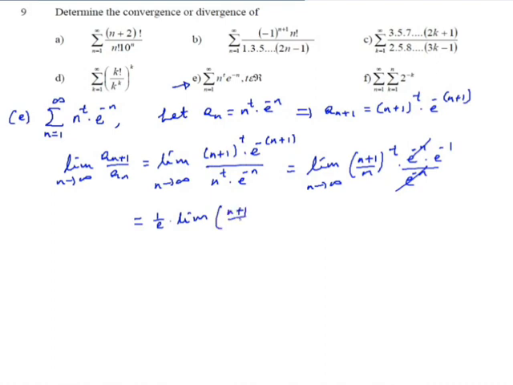When we simplify this, we get 1 over e times the limit of n plus 1 over n, the whole to the power t, as n approaches infinity. As n approaches infinity, this term becomes 1. 1 times 1 over e is 1 over e, which is a number less than 1. Therefore, the given series is convergent.